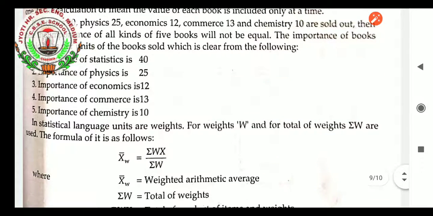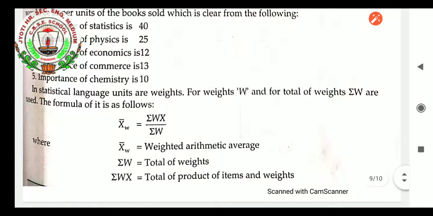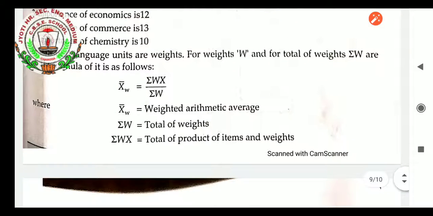This way we will weight. First of all, we will give the weightage. In statistical language, units are weights. For weights, W is used, and for the total of weights, sum of W is used. The formula is as follows: mean equals sum of Wx upon sum of W. Here frequency is not given. In place of frequency, we will give the weight to the particular data.